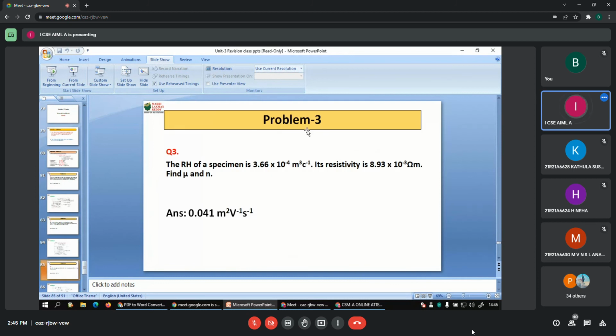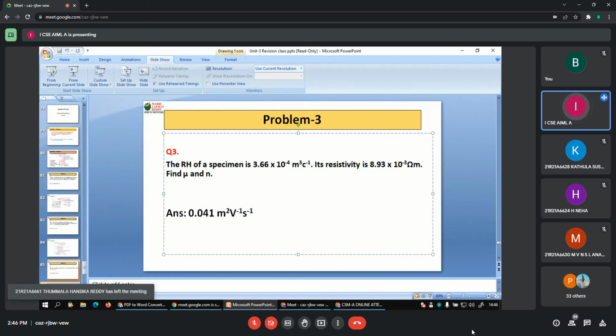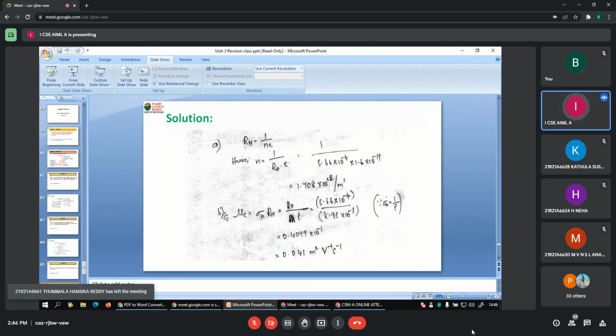And this is problem 3. R_H is given like this, and the resistivity you have to calculate. Resistivity is like this. Find out the mu and n. This is the answer. The answer is what? Like this, A and B are there. R_H and mu have to be calculated like this.